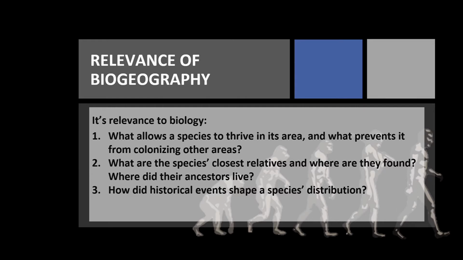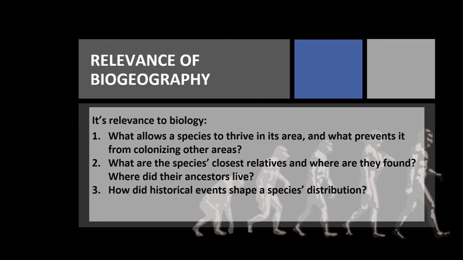First, what allows a species to thrive in its area? And what prevents it from colonizing other areas? Is it because of food or the presence of geographical features such as mountains? Next, we can also infer the species' closest relatives and where they can be found. Lastly, how can historical events shape a species' distribution?